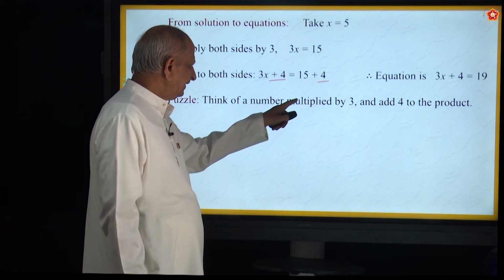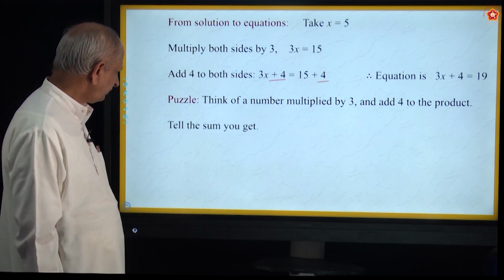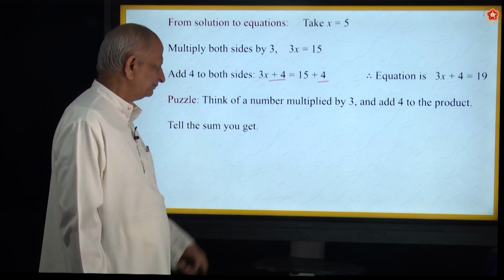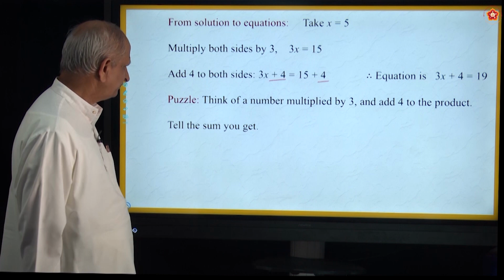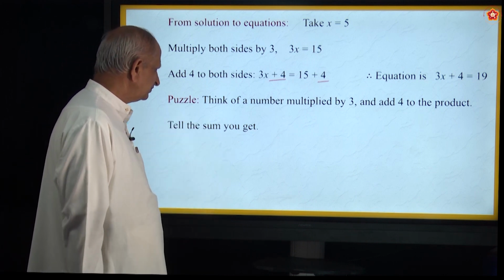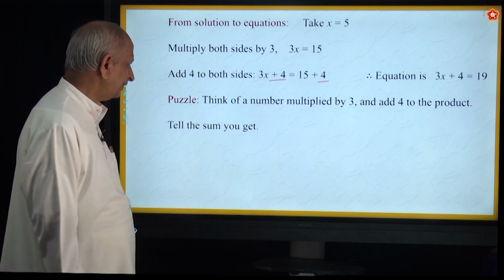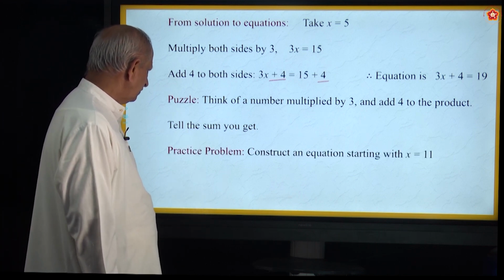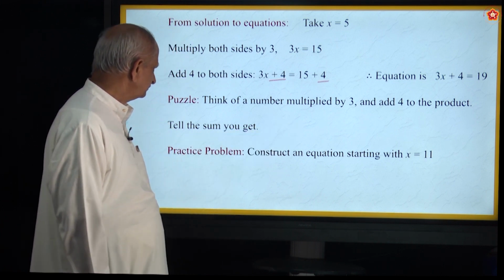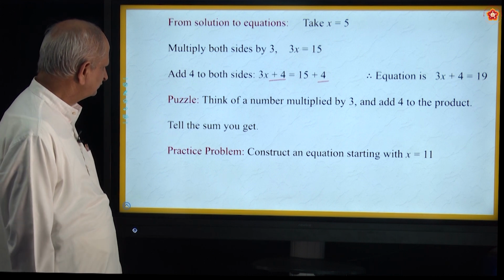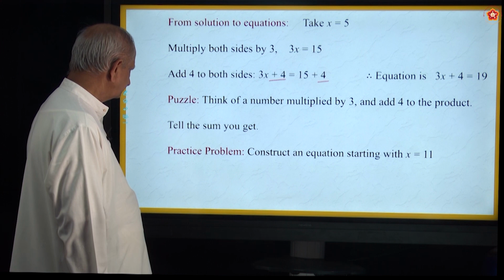Think of a number, multiply it by 3 and add 4 to the product. Tell the sum you get. So you must think of a number, call it x. Multiply by 3 means what? 3x you get. Then add 4 means what? 3x plus 4. So 3x plus 4 is the equation here. And you tell how to get that.